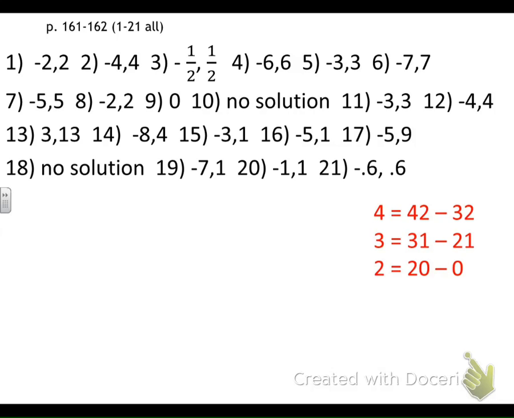Alright, so here it is. You're going to notice that the answers do not have x equals, for example, number 1, x equals negative 2, comma 2. That's okay. As long as your partner has these answers, we're okay.